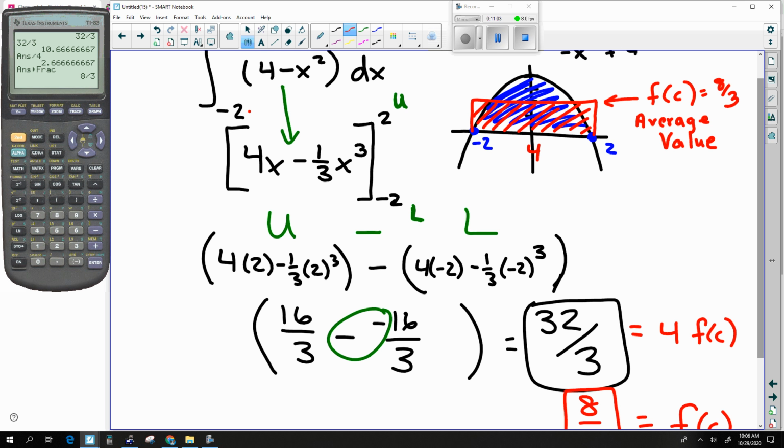I'll help break this down when we get to some more of these, but that's the idea of what an average value is. It's the height of your rectangle. What's the height of the rectangle to make the area of the rectangle equal to the area of the curve?